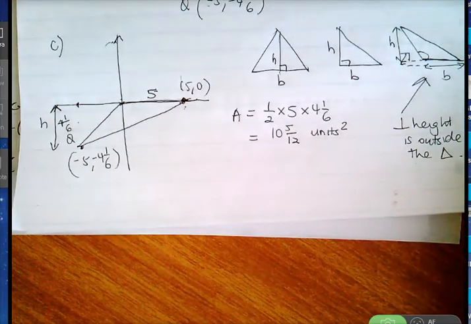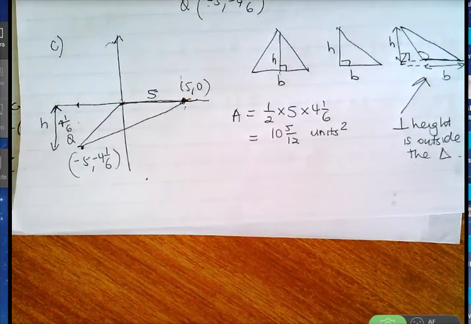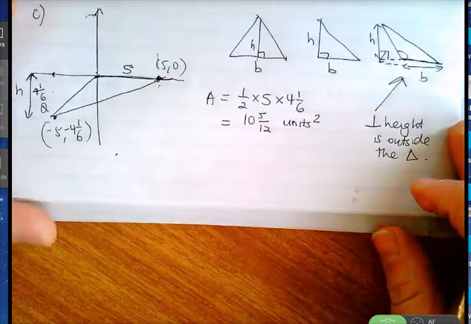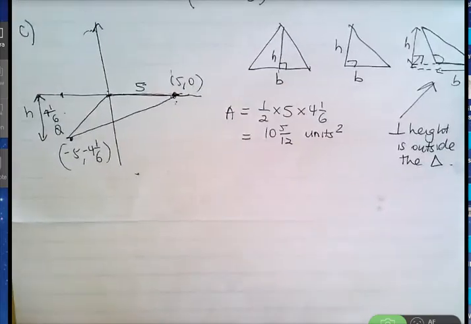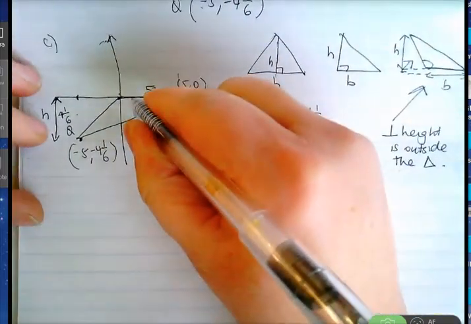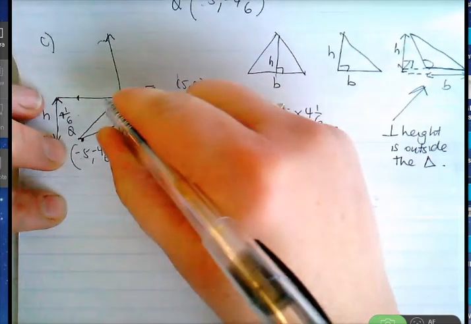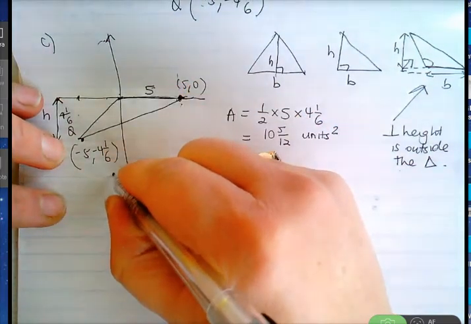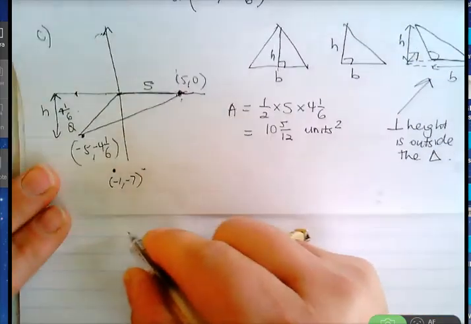Find the perpendicular distance from the chord to the point -1, -7. There's your chord. All right, I'll just move this page. We ready? So the next bit says, that was C, we have to find the perpendicular, part D, find the perpendicular distance from the chord to the point -1, -7. I'll say that's down here somewhere. Here's the point -1, -7. I might have to do another diagram.